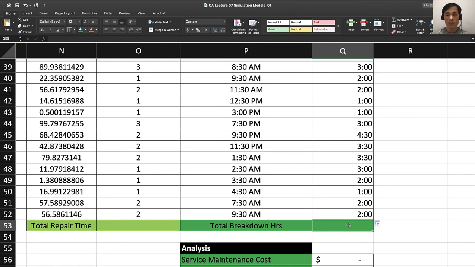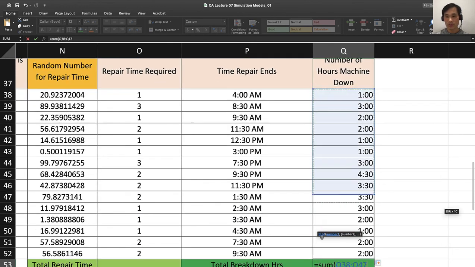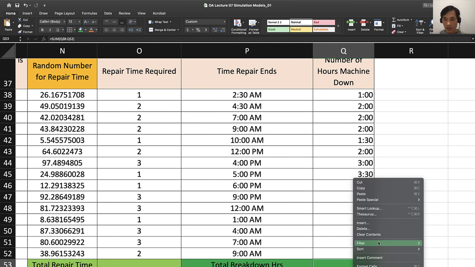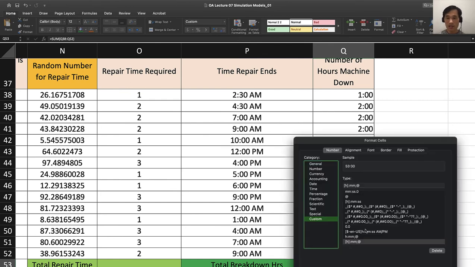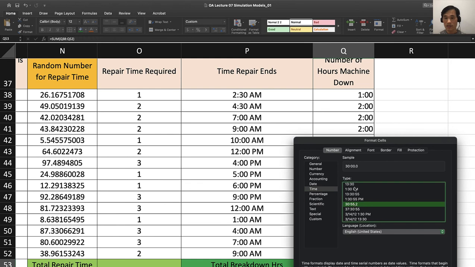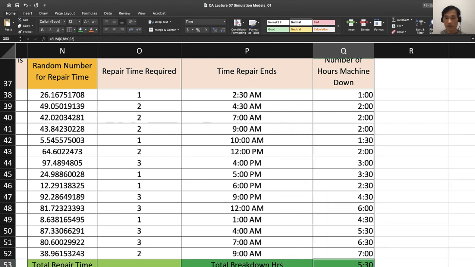Here I have to add all this time up, and if you just add them, you will have some trouble. So I will show you. 1, 2, 2, if you add them, then it's 53 hours. It's because I already set it up like that. So if you go to right click and format cells, and if you do this as a time and say hours like that, right? Then your result will give you probably 5 hours and 30 minutes like that.